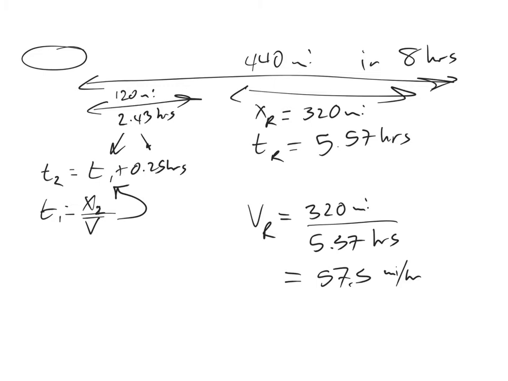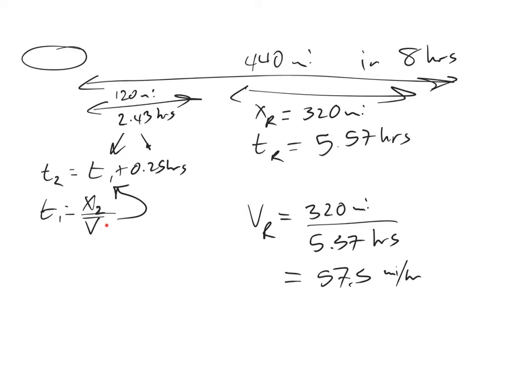I'll go ahead and record this with the explanation again. So here's our truck. We have to go 440 miles. We usually do it in 8 hours. At the 120 mile mark, we realize that we're 0.25 hours or 15 minutes over. So normally, at that point, what time would it be?